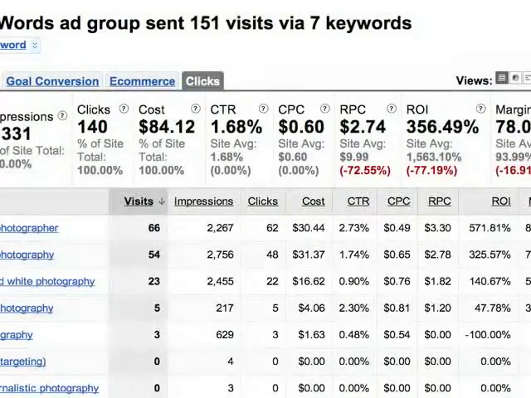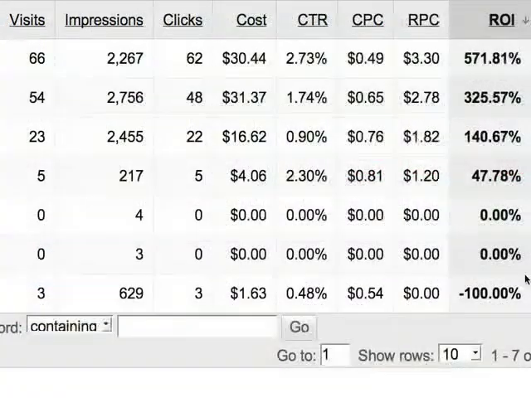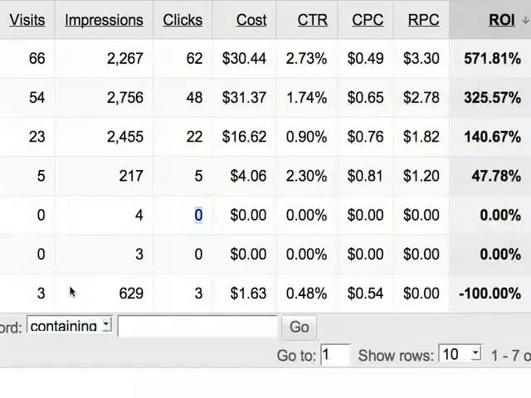Here, we can sort our keywords based on ROI. An ROI of 0% means that you earned in revenue the same amount of money that you spent. In these cases, there were 0 clicks and therefore 0 cost and 0 revenue. An ROI of 100% means that you made twice the amount of money you spent. For example, you spent $5 and made $10. It's not uncommon to get 300% or 400% or even 1,000% ROI. These kinds of numbers simply indicate that your revenue is many times greater than your cost.